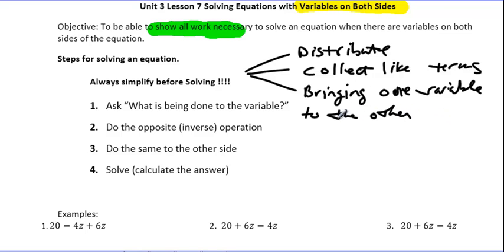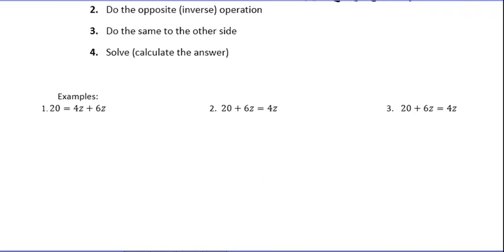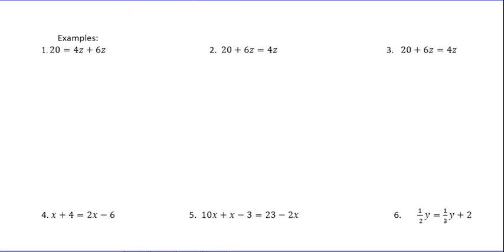Same steps: ask what's being done to the variable, do the opposite operation, do the same to the other side, and solve. None of that's going to change. Let's take a look at example number 1 and example number 2. What you're going to see is the difference between what we're doing today and what we've done in the past. In the past, we looked at problems that had variables on the same side.